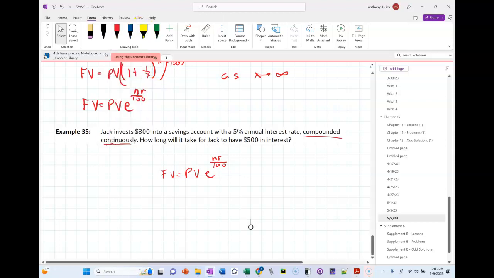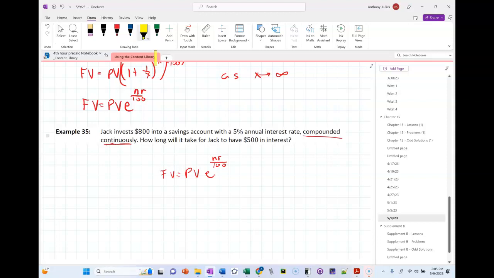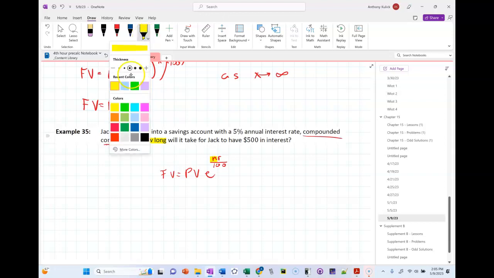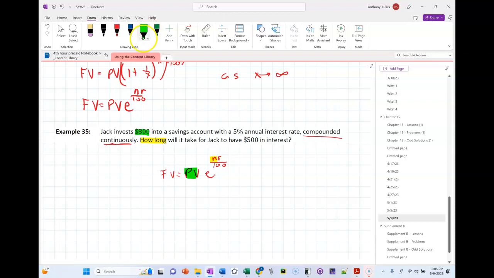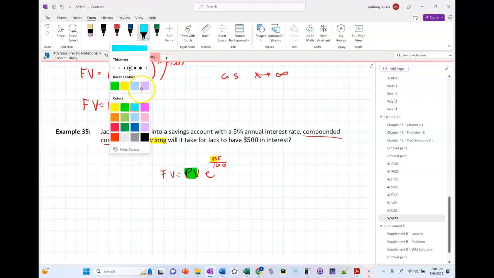All right, which parameter am I solving for? FV, PV, N, or R? It's asking how long, so that's time. Remember before, when we're solving the compound interest formula for time, what are we going to end up having to use? A log. So I know that's going to be coming somewhere. What's my present value going to be? 800. What's my future value going to be?